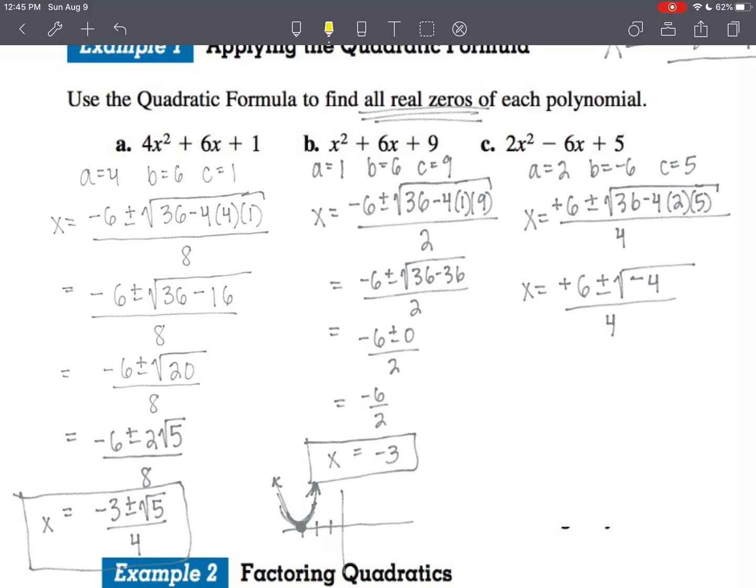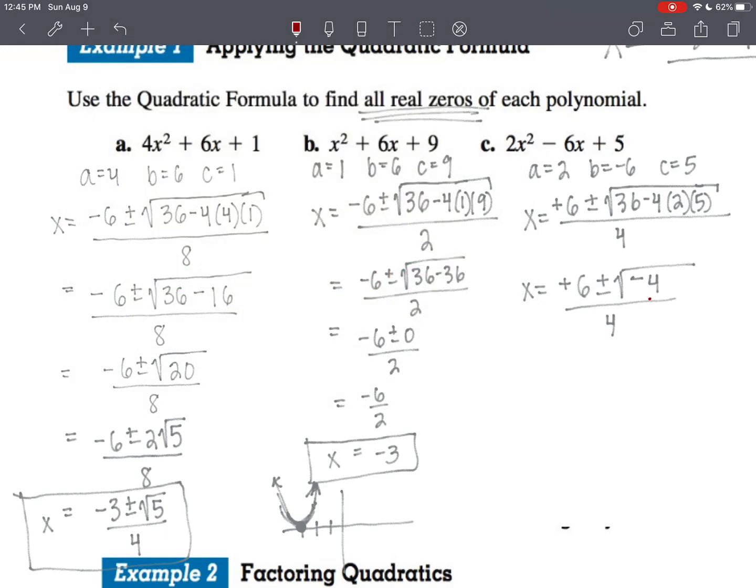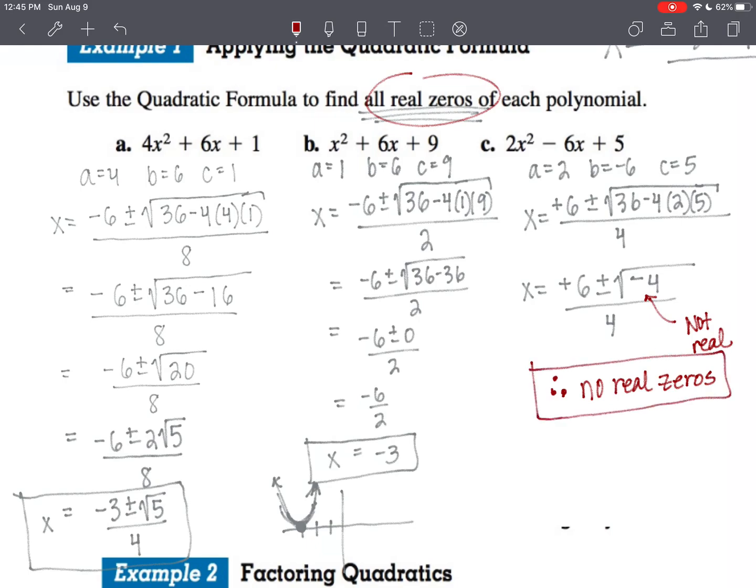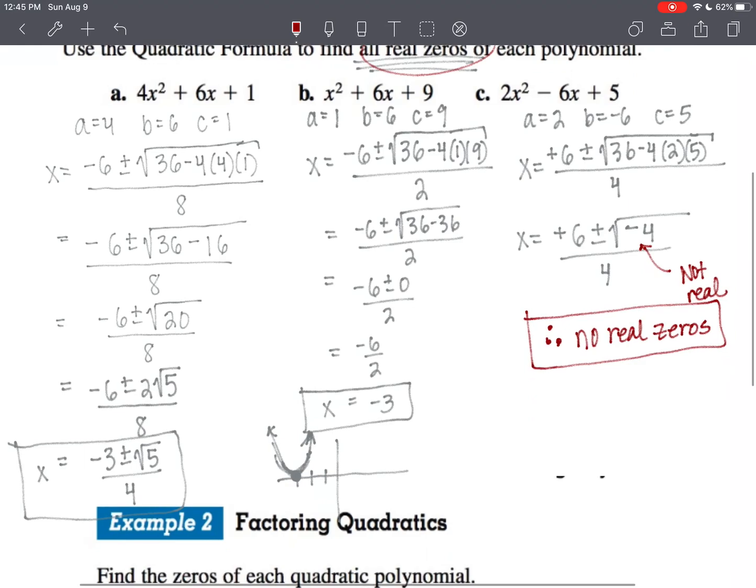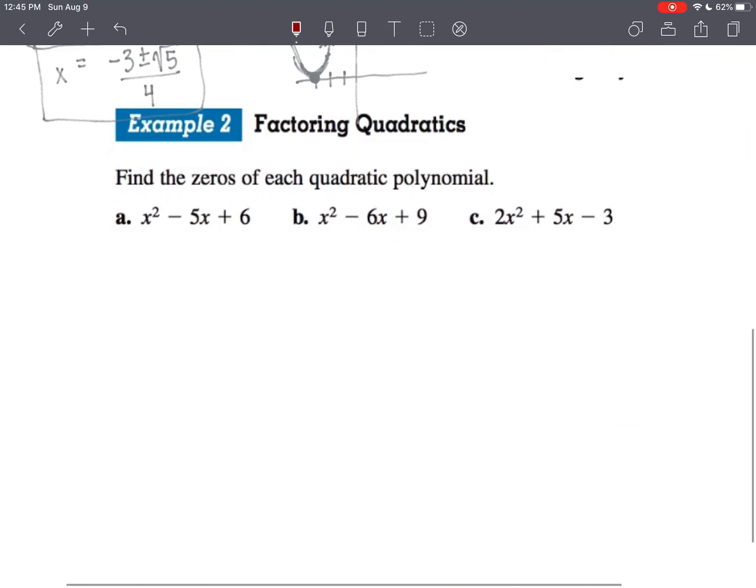Well, this isn't real right here. So the square root of a negative number is not real. Therefore, since they wanted all real zeros, there are no real zeros. Okay, in the next video, we'll come back and we'll solve by factoring.